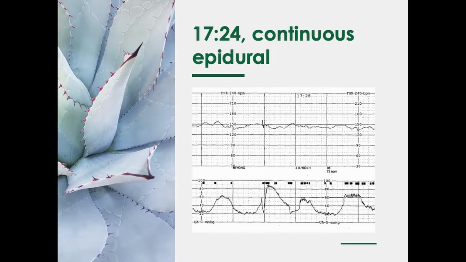So oftentimes you'll see an equivocal pattern where we're watching a category 2 tracing and we're not seeing acceleration. We'll go and perform fetal scalp stimulation. What we're looking for in response to fetal scalp stimulation is that acceleration, like you see here, a 15 by 15 point rise. That tells us baby's not acidemic.